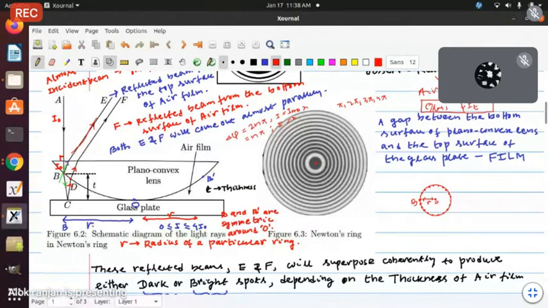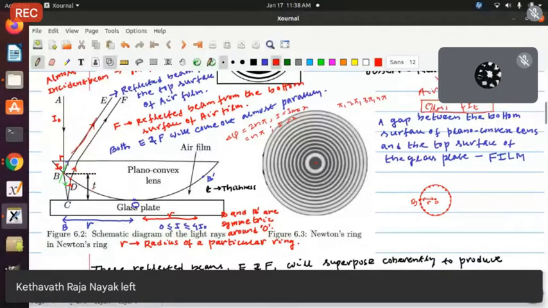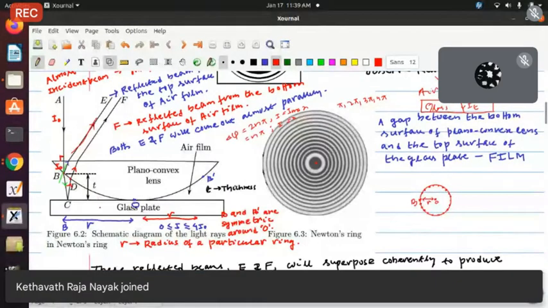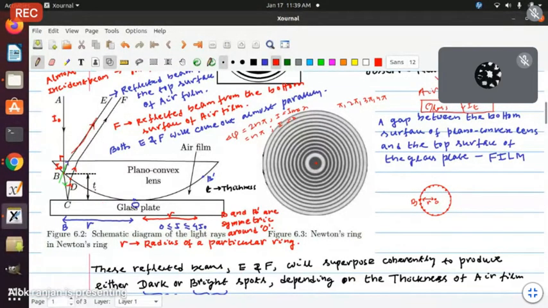And this radius of the Newton's rings and the thickness of the air film are two variables or parameters, but they are not independent. It means T depends on R and R depends on T. Therefore, you can consider any one of them as the independent parameter rather than considering two. So now we have one independent parameter. But how we can link R to T, that we'll see.